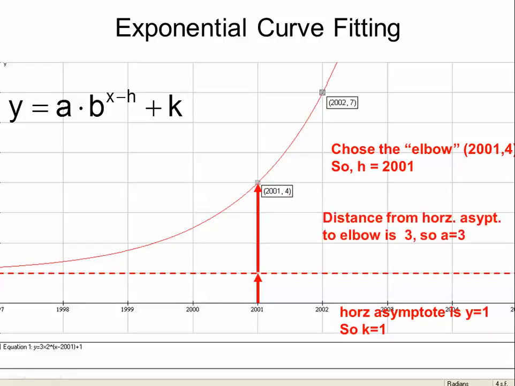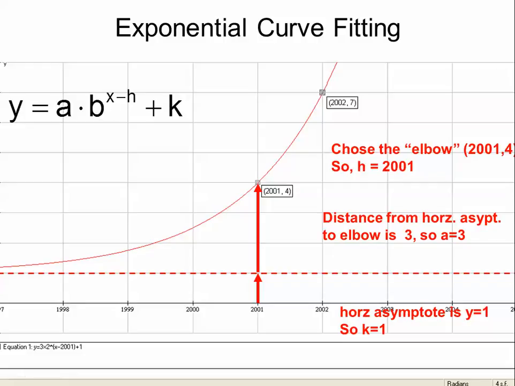The distance from the horizontal asymptote up to the elbow is 3. So now we have k and a. All we need now is h and b. Well, h is the x-coordinate of the elbow, so that's 2001. We have 3 out of 4. All we need now is b.